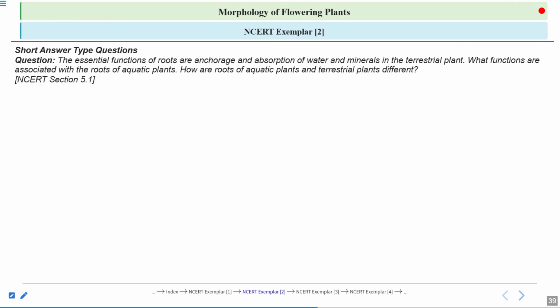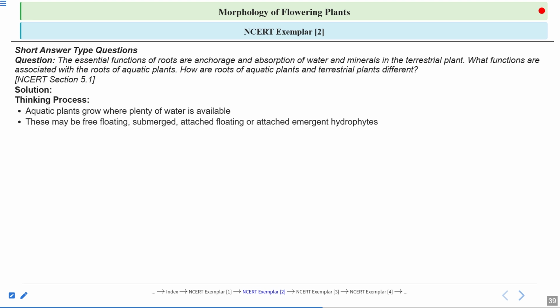The essential functions of the roots are anchorage and absorption of water and minerals in the terrestrial plant. What functions are associated with the roots of aquatic plants? So let us think about it. Aquatic plants grow where plenty of water is available, right? Where a lot of water is there, the aquatic plants grow there only. So they may be free floating.